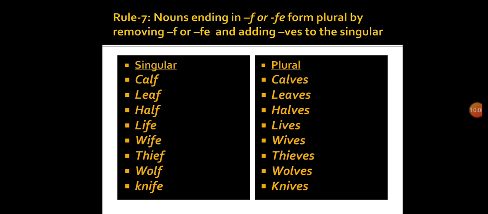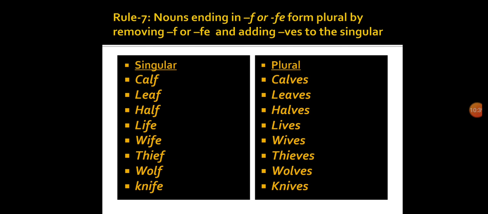Now I come to rule 7. Nouns ending in f or fe form plural by removing f or fe and adding ves to the singular. See the examples. Here is the word calf. Here the last letter is f and we remove this f and add ves. We get its plural, say calves.